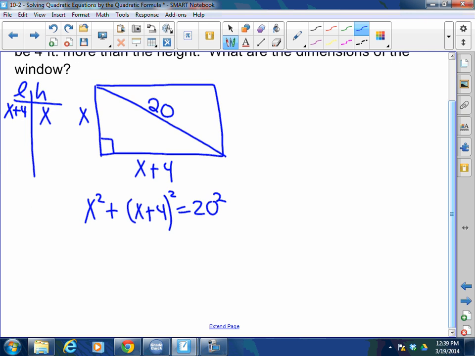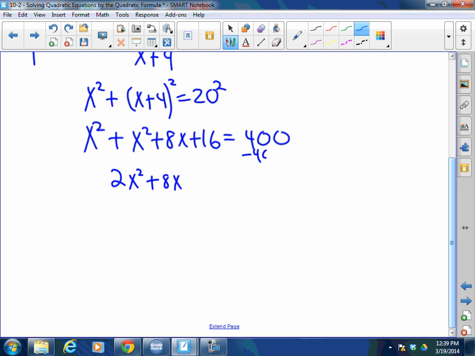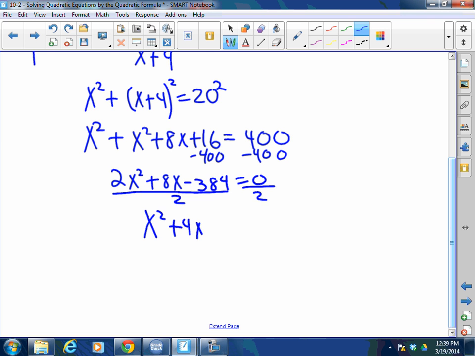This is when the quadratic formula comes in very handy. You'll see why. It's going to be x squared plus 8x plus 16 equals 400. 2x squared plus 8x. Subtract the 400 to both sides. And what are you going to get? You're going to get negative 384, right? Equals 0. Divide by 2. X squared plus 4x minus 192, right? Yeah, 192. Okay, now, some of us may look at that and say, oh, that's easy, I can factor that. Some of us may not.